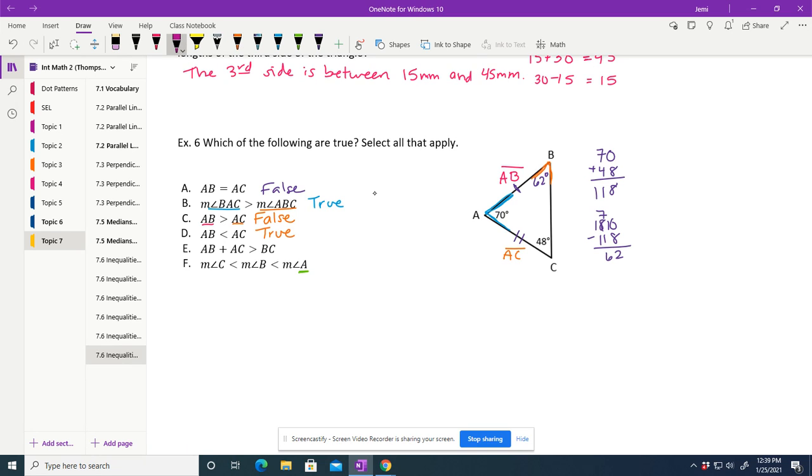All right. E says AB plus AC is greater than BC. And that's just naming these sides, right? AB plus AC is greater than BC. And we know that that must be true, right, for any triangle. Any two sides have to add up to be greater than the third side.